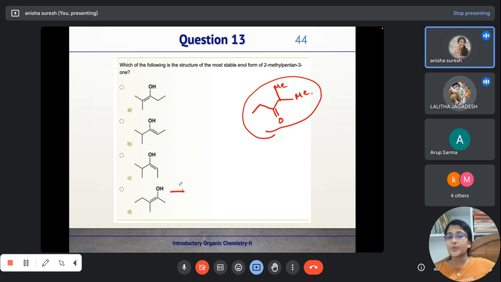So first option will be the right option. Anyway, we can rule out option D because this is not an enol that resulted from 2-methyl pentan-3-one. 3-one means this double bond O will be present here. Now out of these, this will be the most stable because it is the most substituted double bond. It is substituted in the 4 positions. Right.